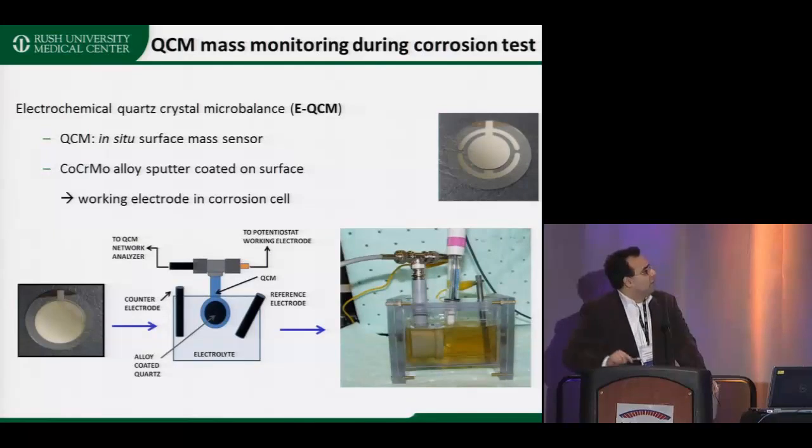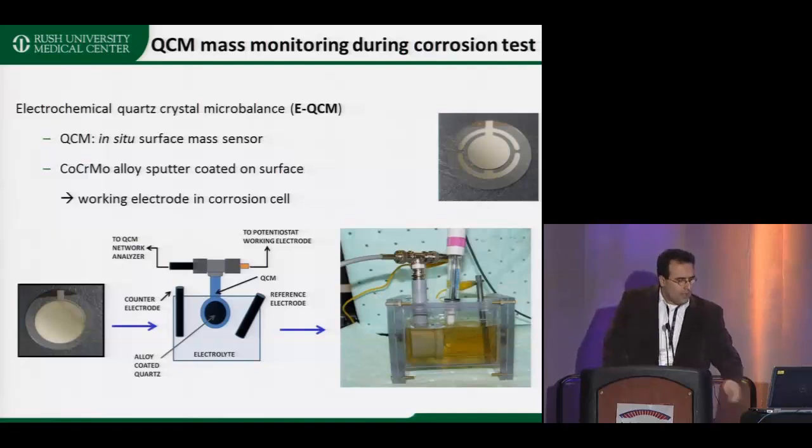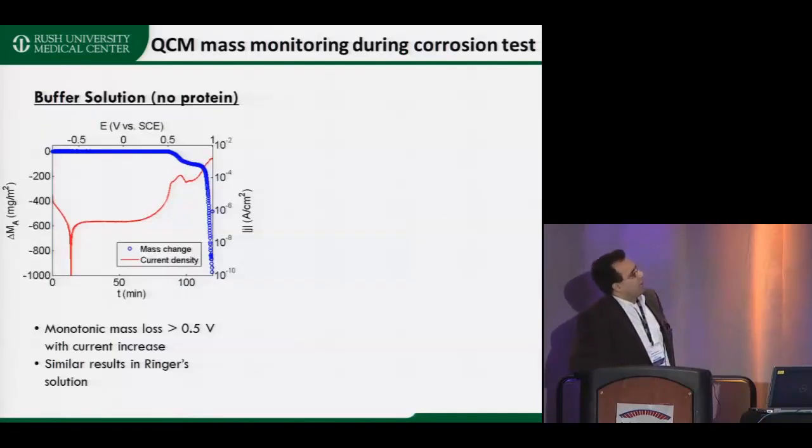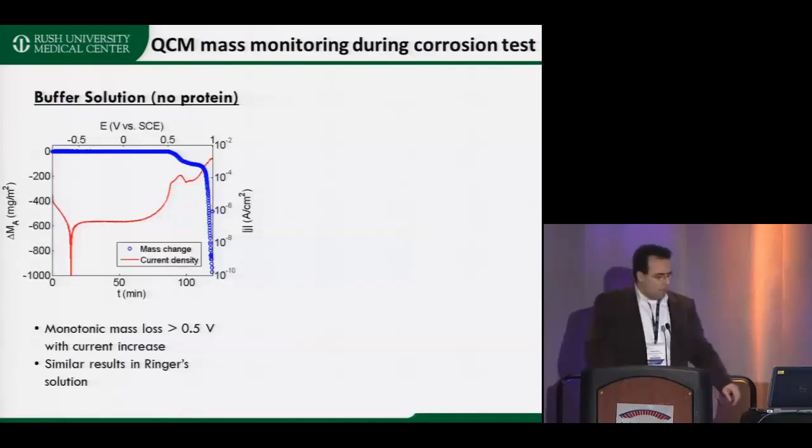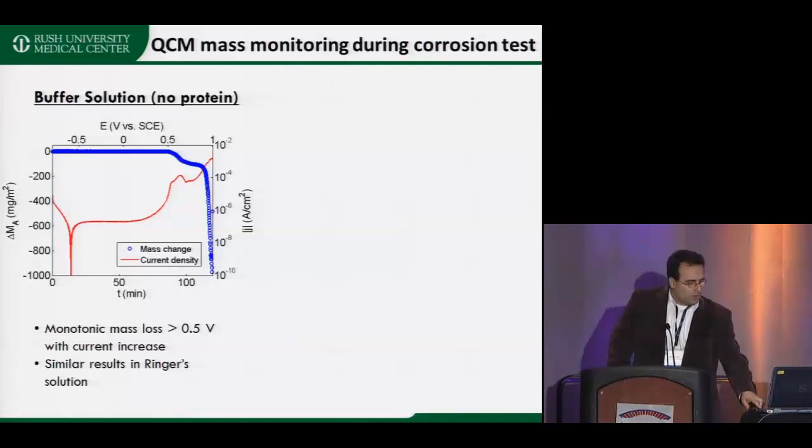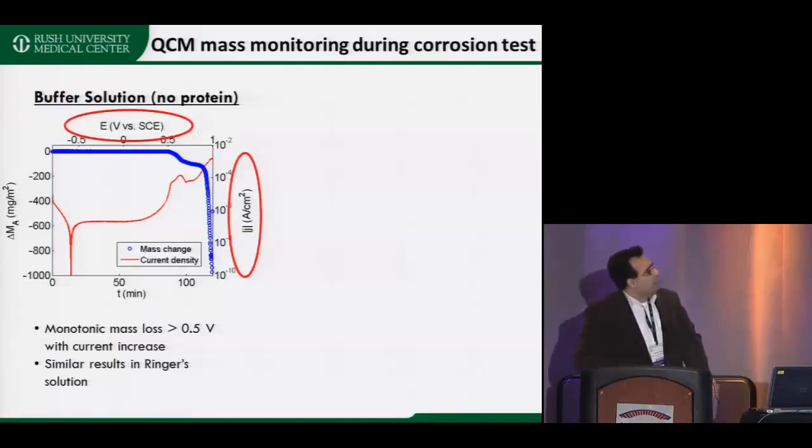So the next step was to integrate this quartz crystal microbalance into a 3-electrode corrosion setup. So we use the surface as our working electrode. Here's the quartz crystal holder, and here's the reference electrode and counter electrode. Here's the resulting plot you get from such an experiment. This experiment was in a buffered solution with no protein. We also did the same experiments in Ringer solution with similar results. Let me quickly explain. Your red curve is your typical potentiodynamic curve.